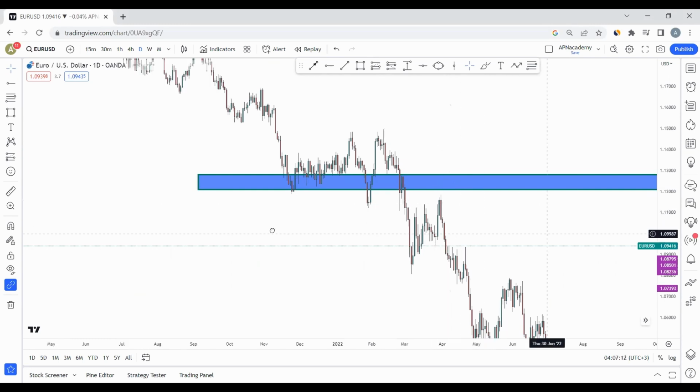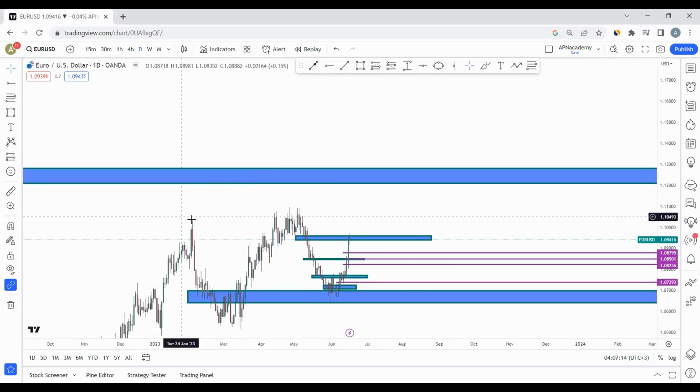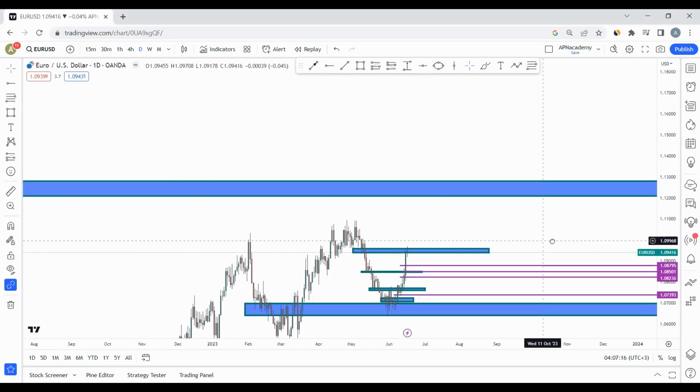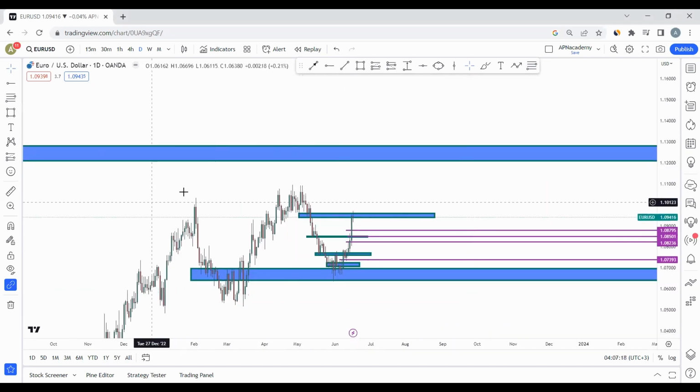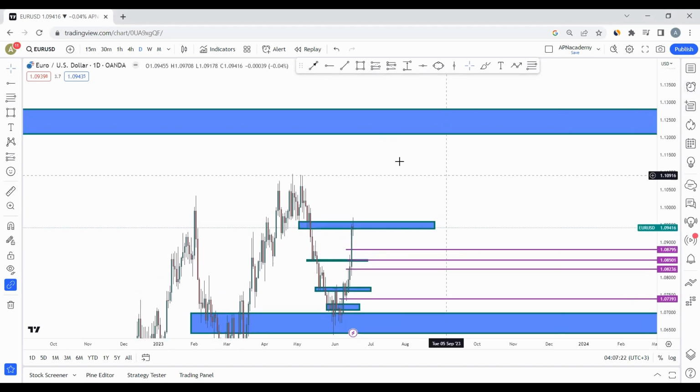Price attempted to test it here, but didn't touch it properly. It again came back, didn't reach. Of course, some people say that this is a liquidity area grab, but to us, we just want to take it in a simple way that it's an area that was not tested, right?